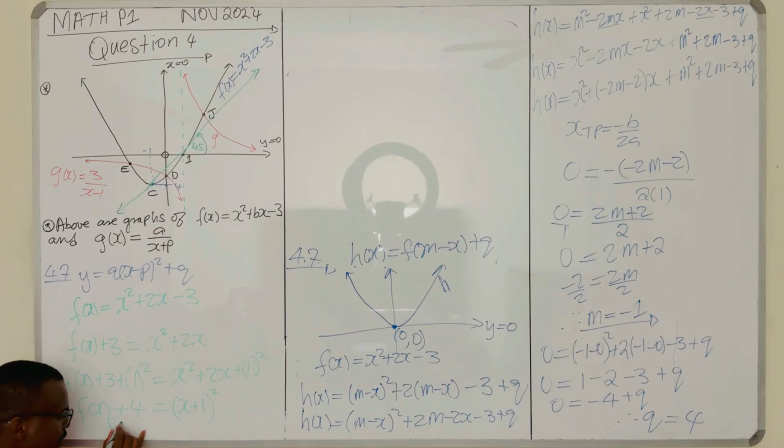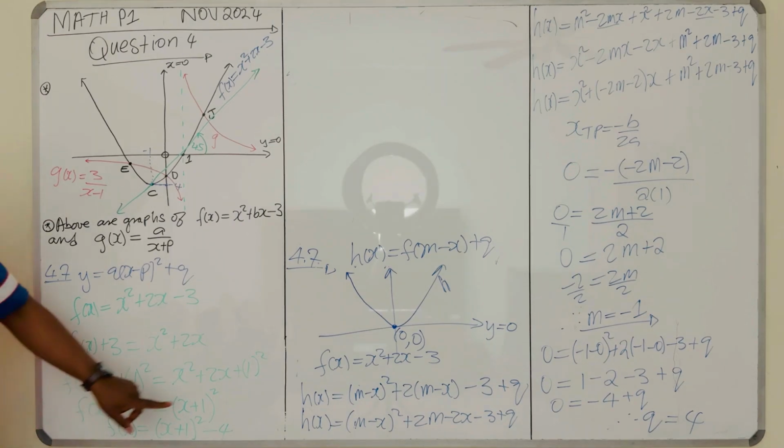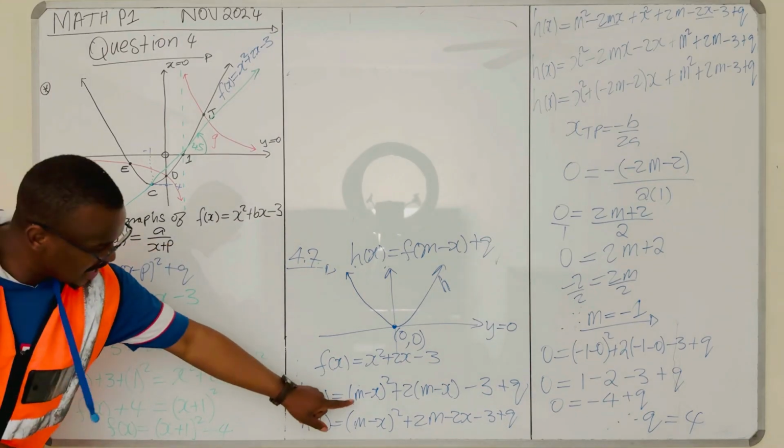So what you have, your f of x is equal to (x plus 1) plus 1, all squared, minus 4. This is your f of x here. Do you understand? Are you with me? So now the only thing to do once you are here is to express h of x as this thing, which is what you've done down here.